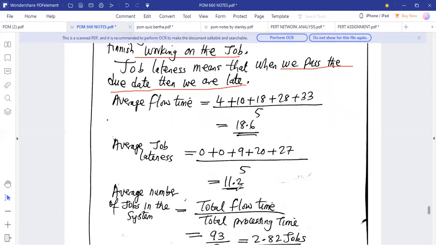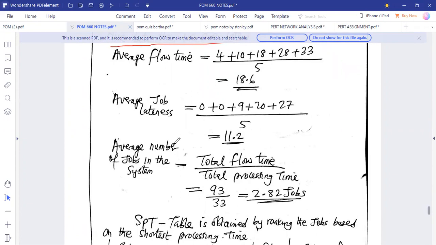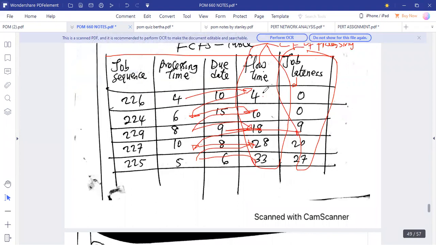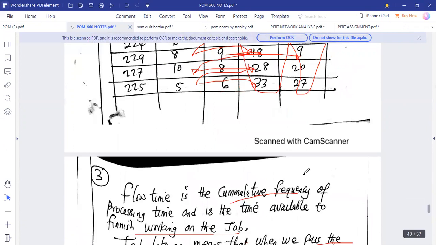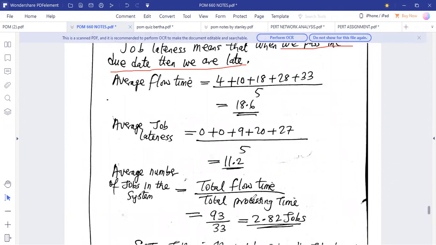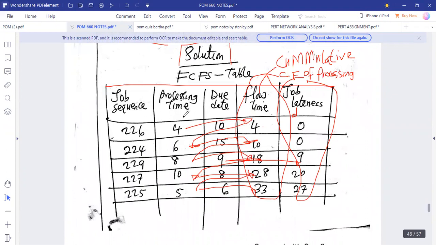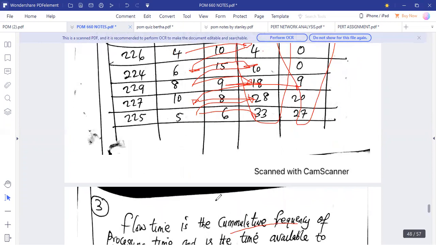over total processing time. So for the average of the lateness, you just find the mean of the lateness, just these ones; the average of the flow time, the average of these ones; the average job lateness. Getting down to the last one, the average number of jobs in the system is the total flow time over total processing time. So the total of the flow time divided by the total processing time is how you find the average number of jobs in the system.